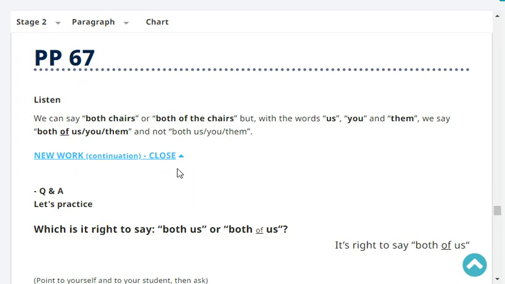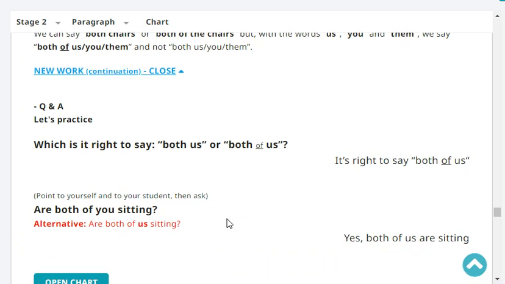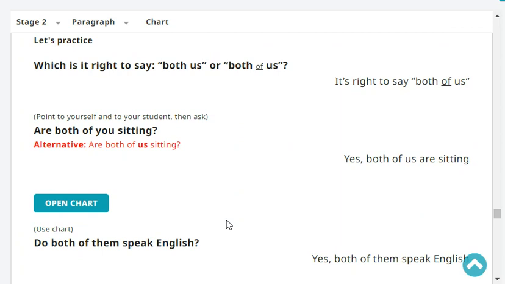Which is right to say, both us or both of us? It is right to say both of us. Very good. Are we both sitting? Yes, we are both sitting.